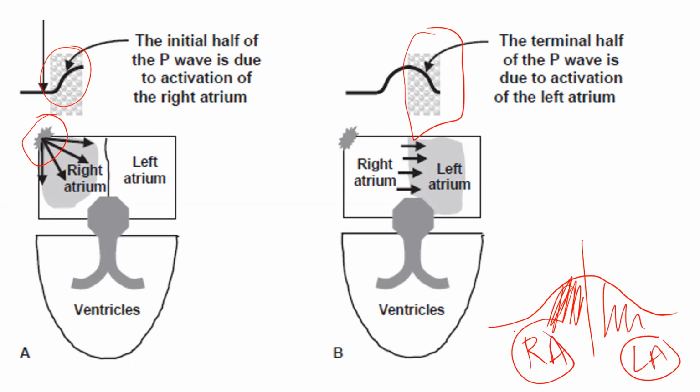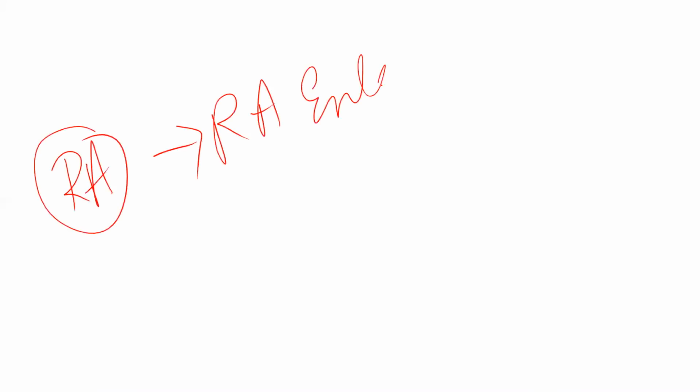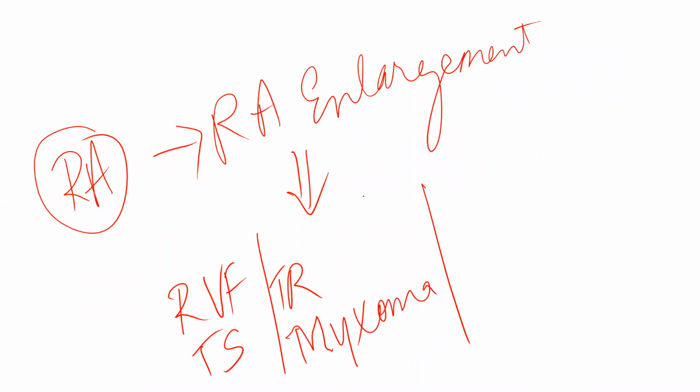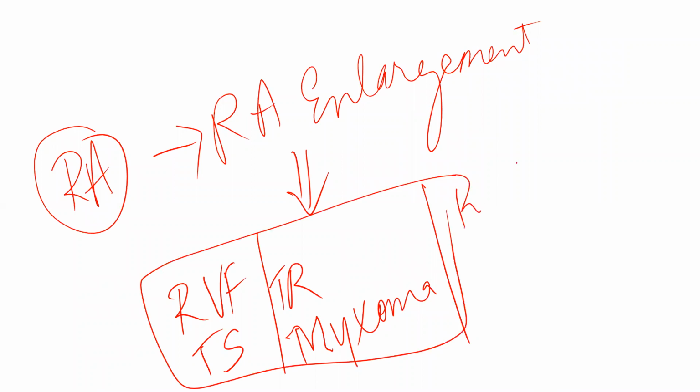Going too much into the depth of mechanisms, like why morphologically it is changing, is not required for your level. If there is an RA pathology which is going to cause your RA enlargement, the causes of your RA enlargement, again you can go to your JVP causes. Here you have right ventricular failure, tricuspid stenosis, tricuspid regurgitation, or myxomas causing obstruction of the tricuspid valve, or you can have pulmonary hypertension. All these are causing your RA enlargement.